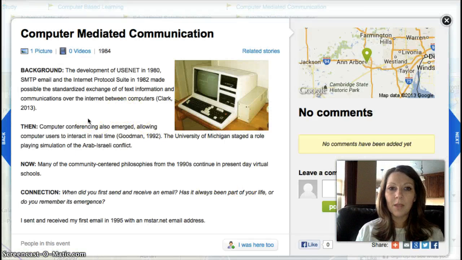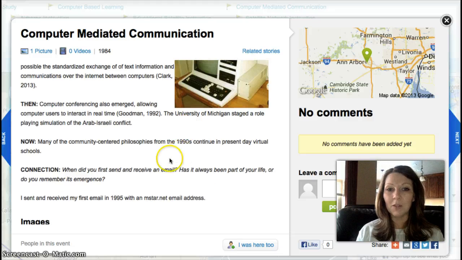Computer-mediated communication. The development of Usenet in 1980, SMTP email, and the Internet Protocol Suite in 1982 made possible the standardized exchange of text information and communications over the Internet between computers. Computer conferencing also emerged, allowing computer users to interact in real time. In fact, the University of Michigan staged a role-playing simulation of the Arab-Israeli conflict that was really fascinating. Today, many of the community-centered philosophies from the 1990s continue in good present-day virtual schools, that real-time collaboration and connecting.